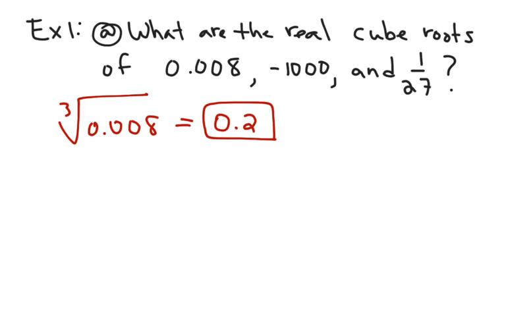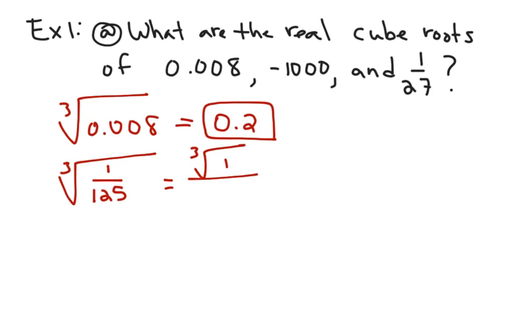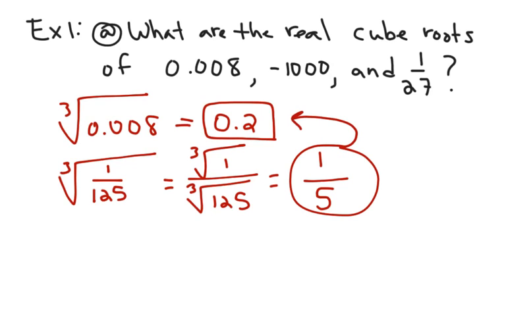But another way of doing this problem is to rewrite 0.008, which is 8/1000ths, which reduces to 1 over 125. Well, all you have to do is take the cube root of the numerator and the cube root of the denominator. The cube root of 1 is 1, and the cube root of 125, or what number, if you multiply it by itself 3 times, is 125, is 5. 1/5 is also 0.2.